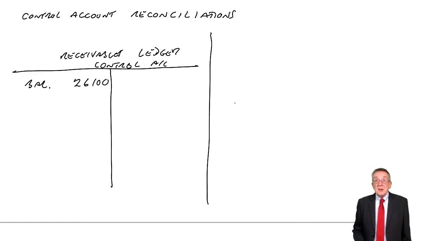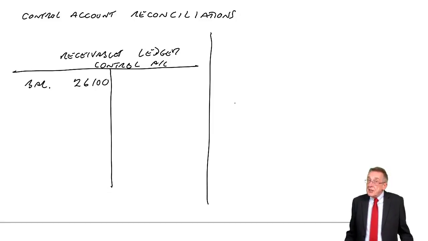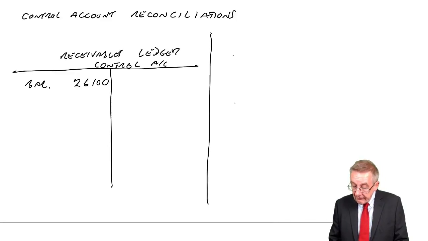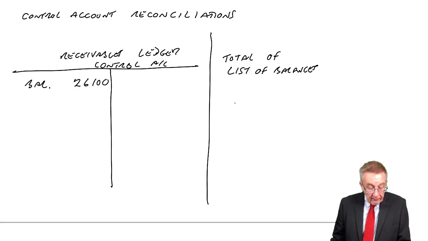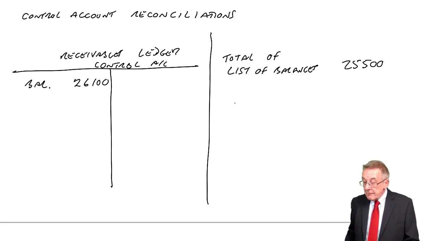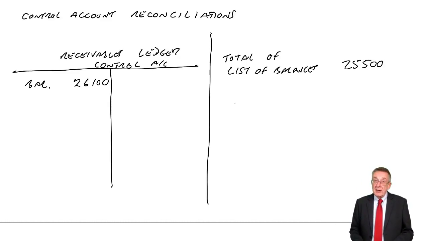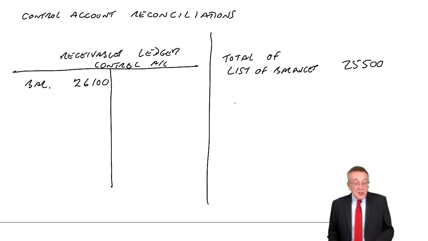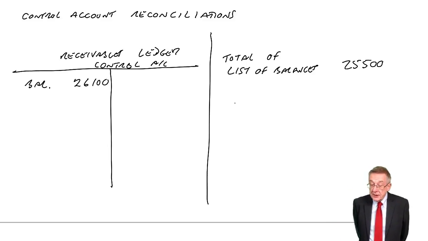Also, in the receivables or sales ledger, Mr. A, Mr. B, Mr. C, we've done a list of the balances and got a total. This isn't a T account, remember, so I'll do a little statement. The total of the list of balances at the moment is 25,500. And as we're going through, if I find there have been any mistakes in arriving at that total, I'll do it as a statement. We'll add or subtract to put the total right. So let's go through one by one and see what these mistakes are and how we're going to deal with them.